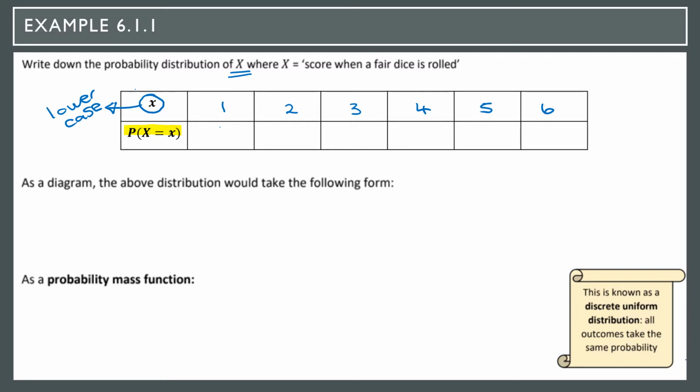Now, because we are given a fair dice, we know that we have an equal chance of scoring each number, and therefore all of our probabilities are just equal to a sixth. If this is something that you are unsure of, please can you go back and recap Chapter 5 on probability in your own time. If we wanted to represent the above distribution on a diagram, we would plot our probabilities on the y-axis and our possible values on the x-axis. So we'd be left with something similar to below.